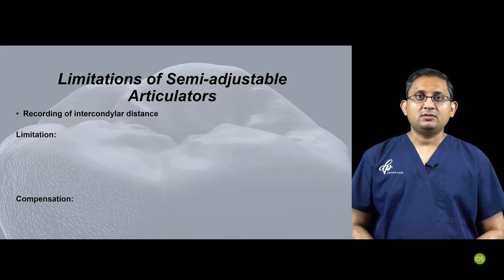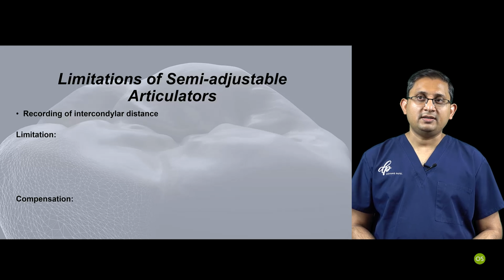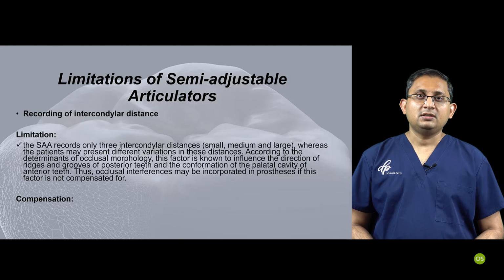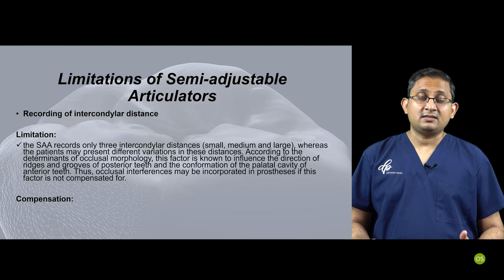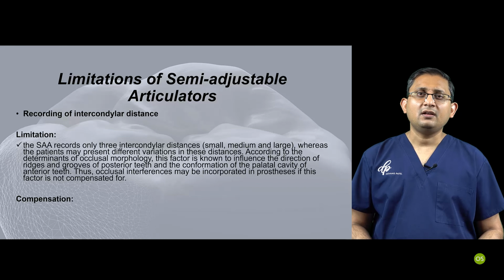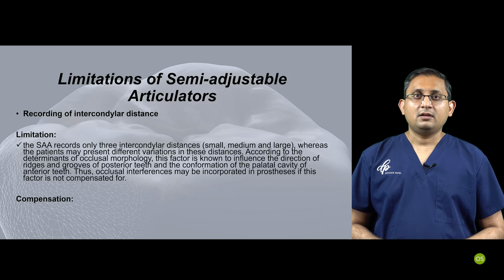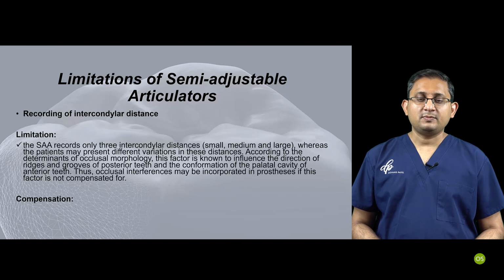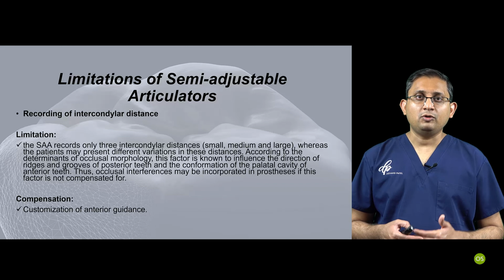The other limitation is recording of intercondylar distance, whereas many of the semi-adjustable articulators come with either small, medium or large intercondylar distance. Some of them are fixed, such as the Dinar, which is fixed to 110 millimeter. In these cases, it is very difficult to adjust the intercondylar distance to the exact intercondylar distance the patient has. Now, creating a customized anterior guidance will also help you in mitigating this limitation.